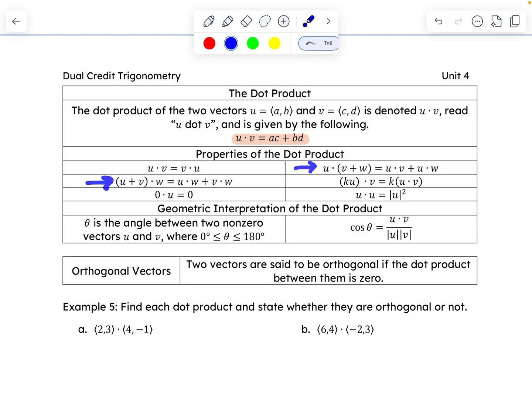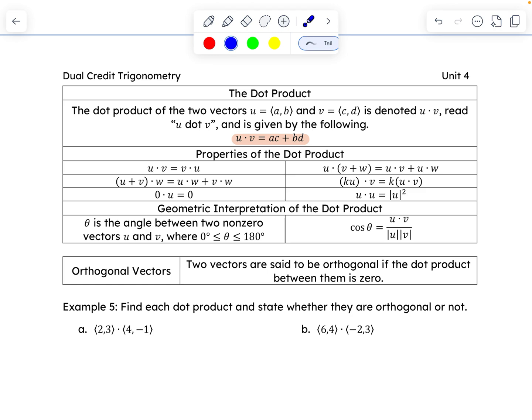Right here is our distributive property. u dot (v plus w) is equal to u dot v plus u dot w. And if it was behind the parentheses, (u plus v) dot w is equal to u dot w plus v dot w. And like I just said, 0 dot u is equal to 0. And k times (u dot v) is equal to (k u) dot v. And u dot u is equal to the magnitude of u squared. So same kind of idea as all of our multiplication and addition properties. Same thing for the dot product here.